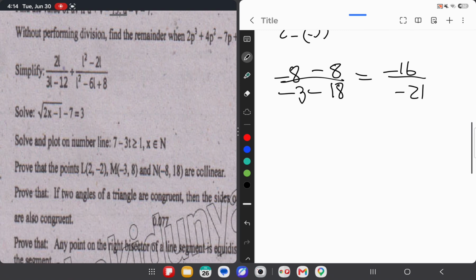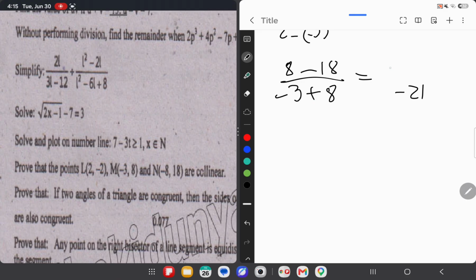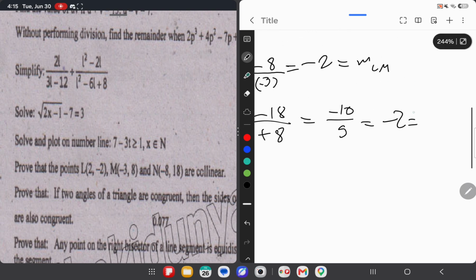Oh no. Oh no. 3, negative 8. So sorry. 8, negative 3, negative 18. 8 minus 18, so this is negative 10, and this is also 5, which is the gradient of MN.